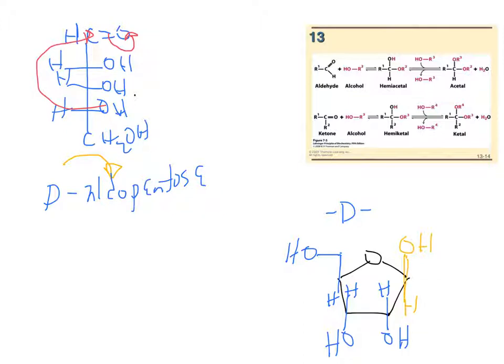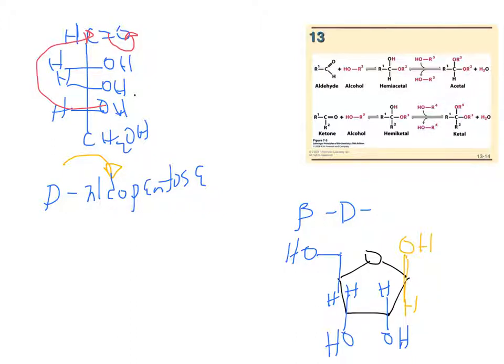If the resulting alcohol, the new alcohol that's hanging off the carbon that was attacked, if it's on the same side as the scorpion's tail, it's a beta. So that's why this is technically beta. If it's on the opposite side, it's called alpha. Okay, so technically this is going to be a beta D pentofuranose, but we'll get to that in just a moment.